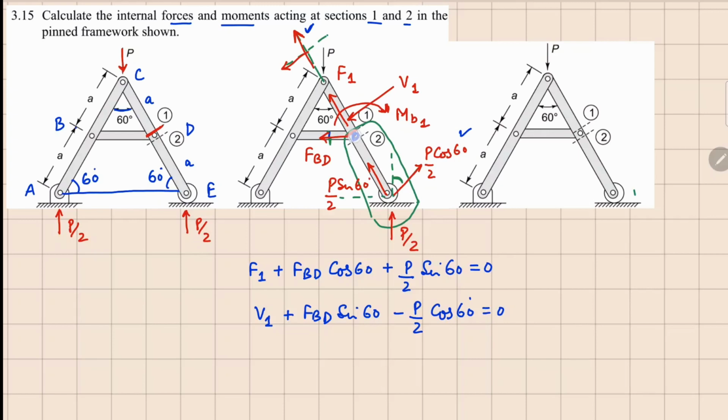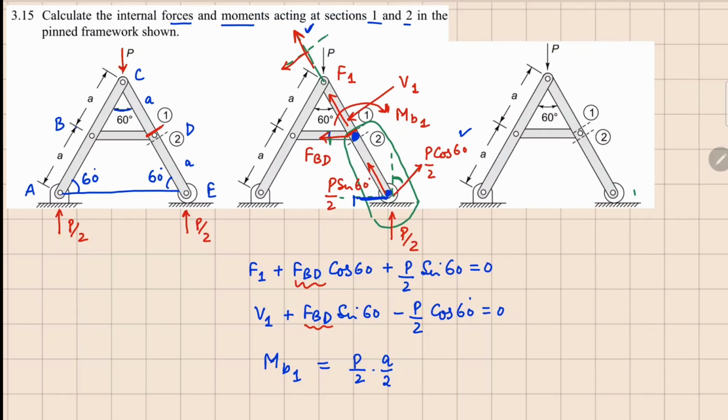Now for moment, I can take moments about this point. So your MB1 will balance your moment coming from this force P by 2 there. So P by 2, and the distance in this case will be this right here, which is A by 2. So you can notice here that to solve for this, we need the value of FBD, right?